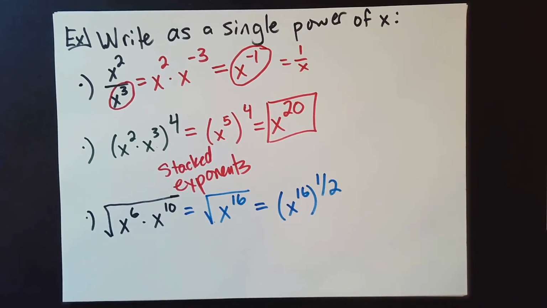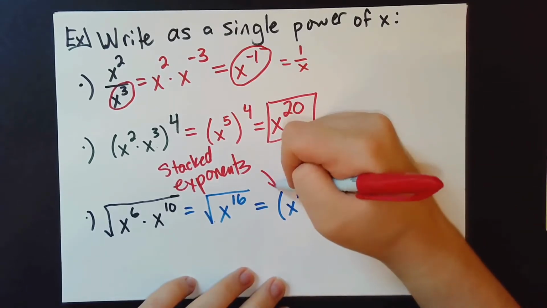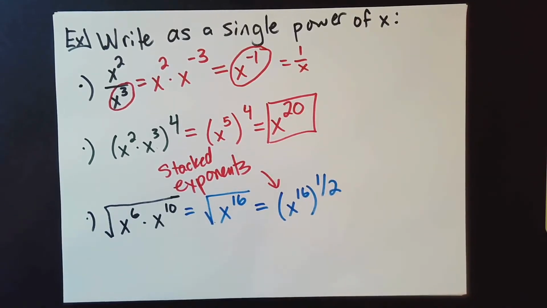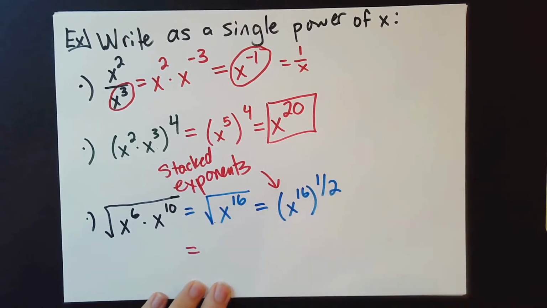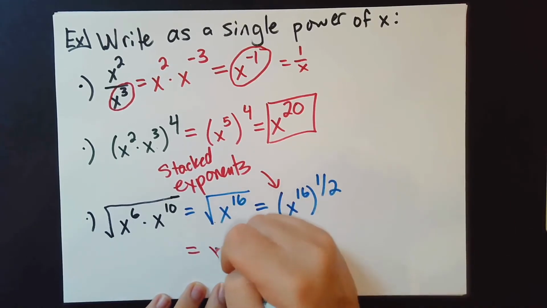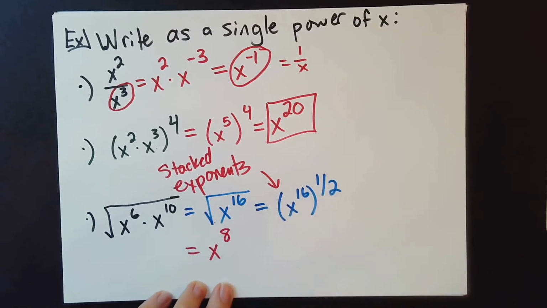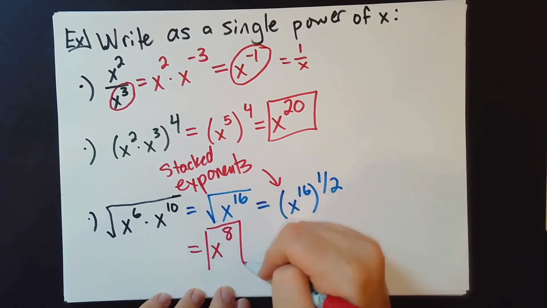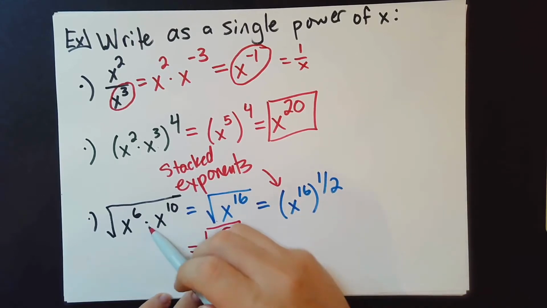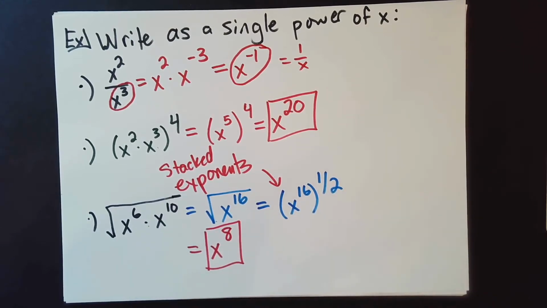But why was that useful? Well, I now again have this instance where I have stacked the exponents. And so I can now, in fact, multiply the 16 by the 1/2 and find that what I get is actually x to the 8th. And that is actually my answer to simplifying this.